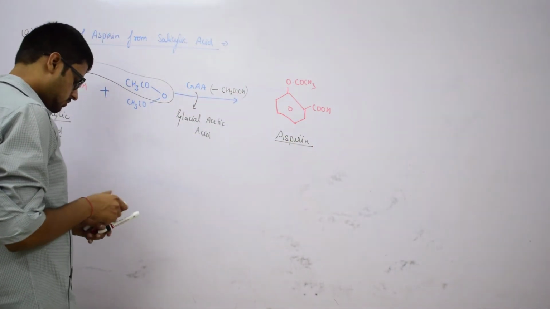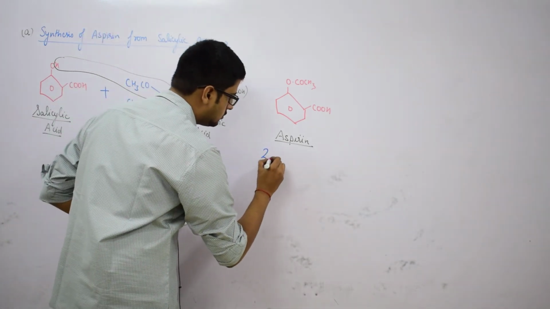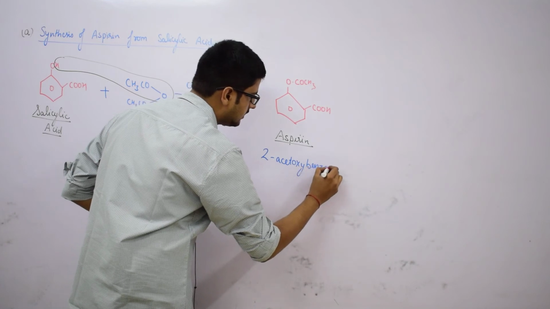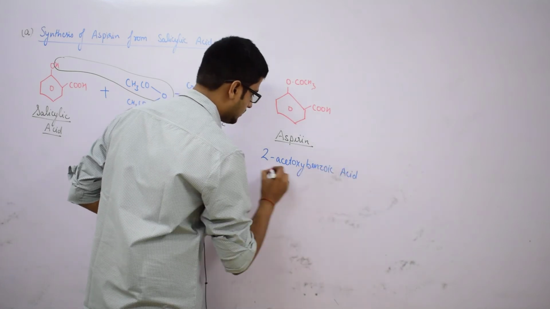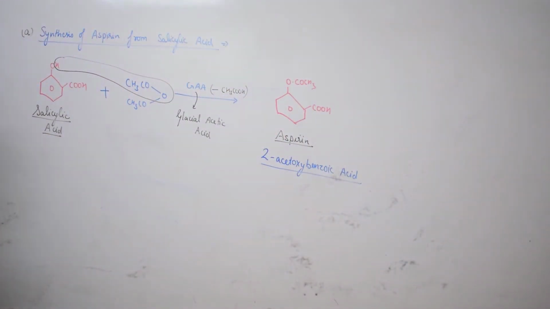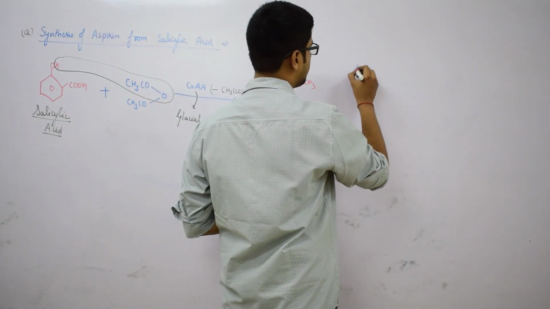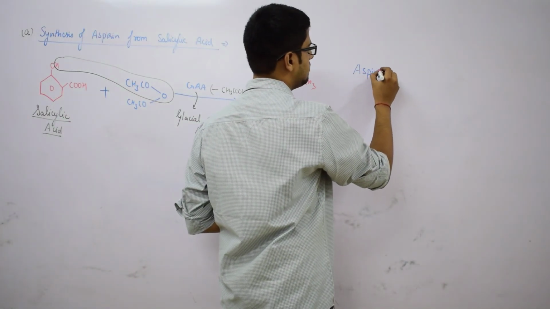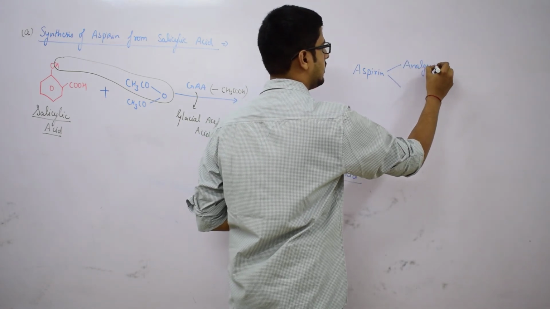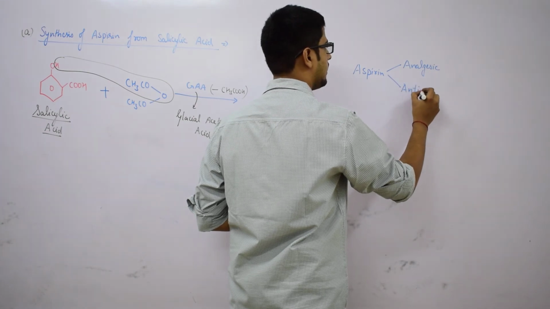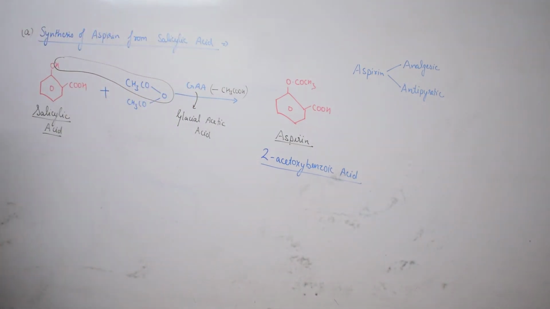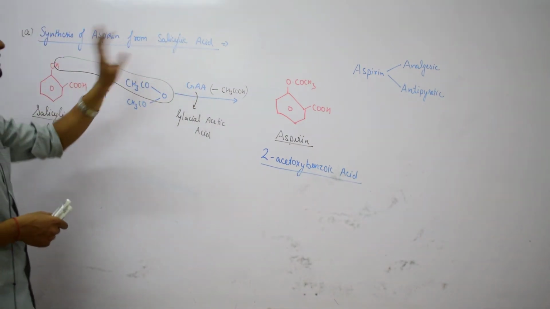or it is also called 2-acetoxy benzoic acid, 2-acetoxy benzoic acid. And this aspirin which is formed acts as an analgesic and also as an antipyretic. So, this is the synthesis of aspirin from salicylic acid.